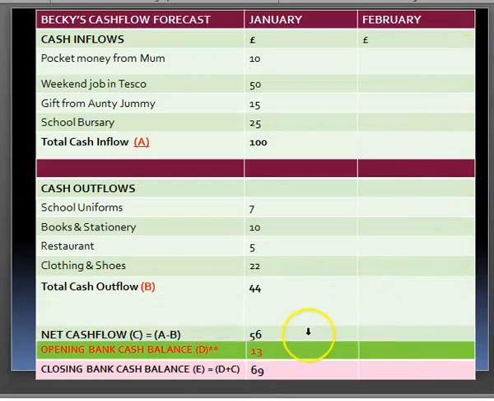Okay, this £69 is called your cash flow forecast. So this is your net cash flow. That is, after you've paid everything, you have £56 left, but you still have some money that you kept somewhere. Then you have £69 altogether at the end of January. So what we're going to do now is look at how this one is being calculated.